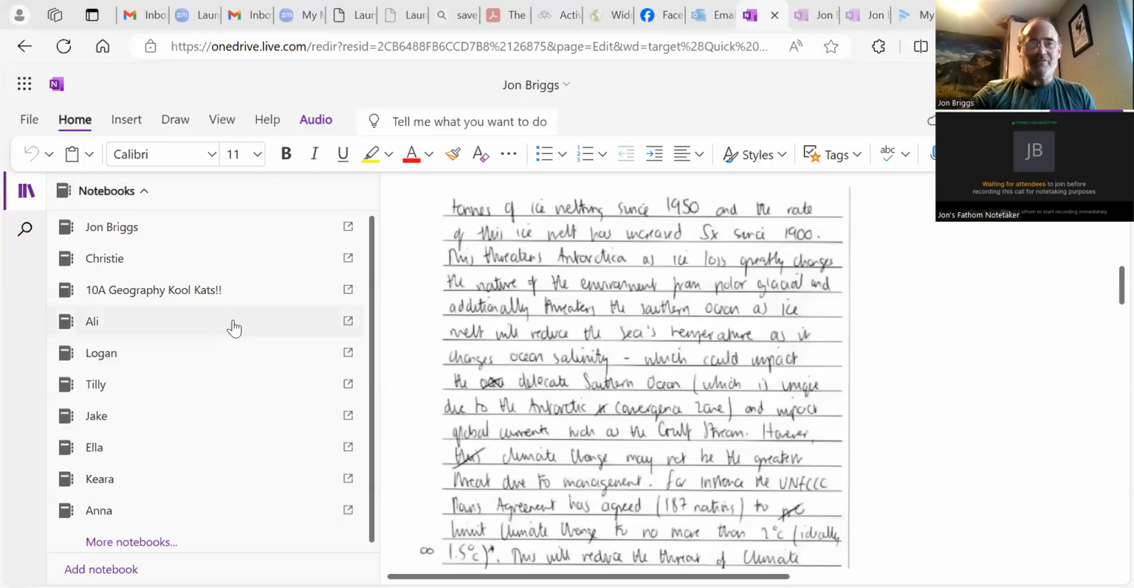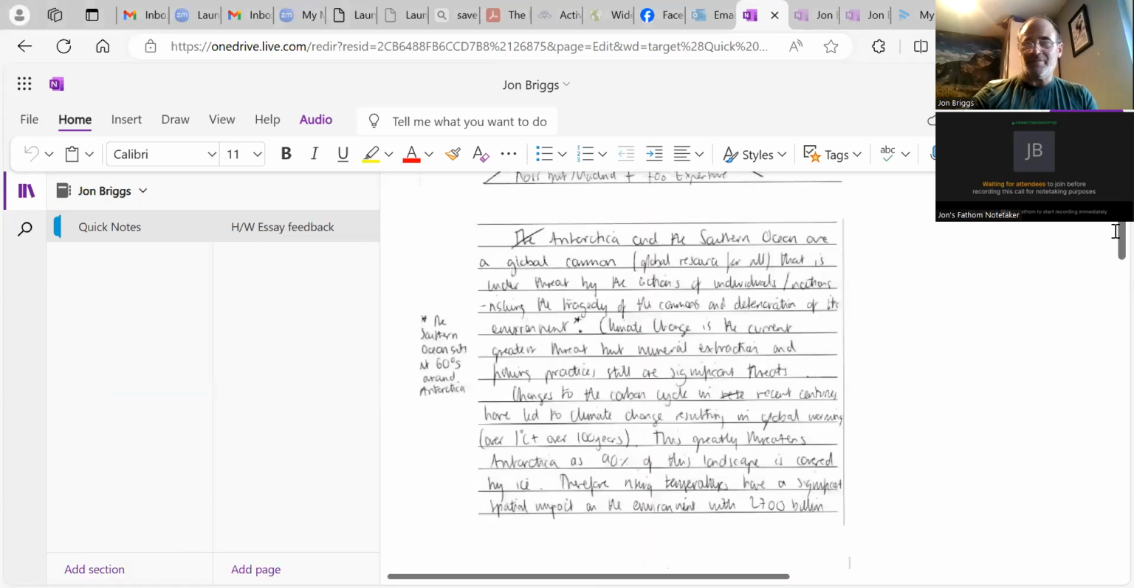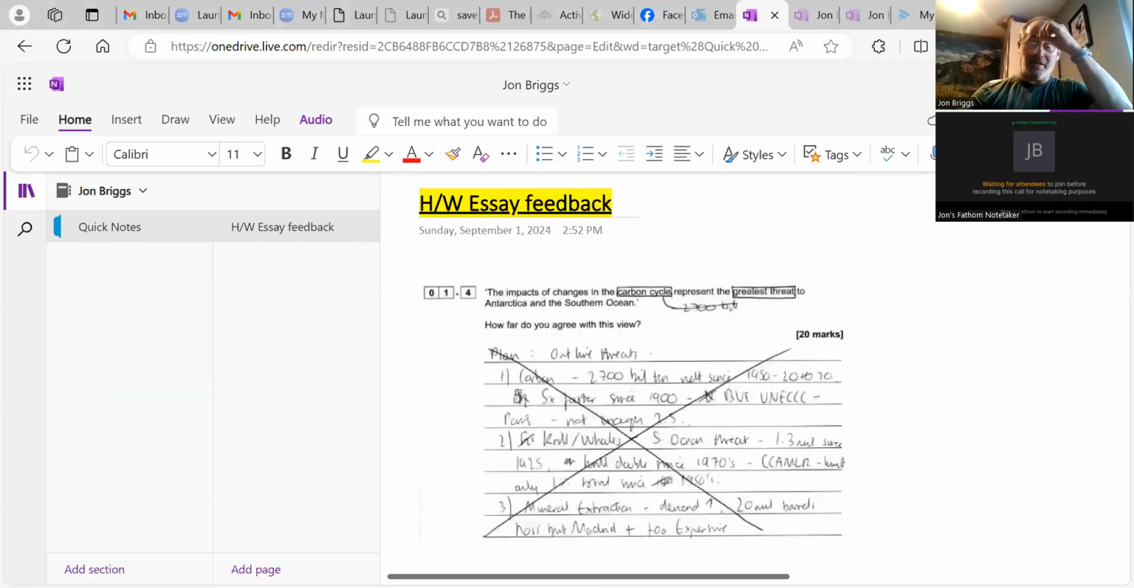As you can see on the left-hand side, I have a whole bunch of student names. This is the OneNote. If I scroll up to the top here, you can see I put a 20-mark essay in here. This happens to be an essay from a different unit, on global systems and global governance. The students have to decide and debate whether they think climate change is or will represent the greatest threat to Antarctica and the Southern Ocean. So it's a debate. They have to set it up.